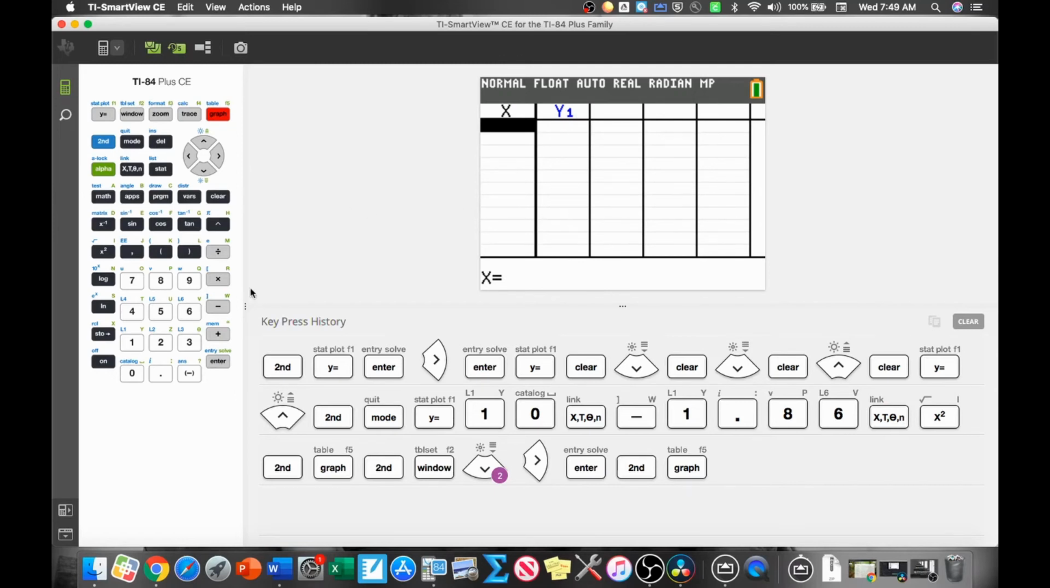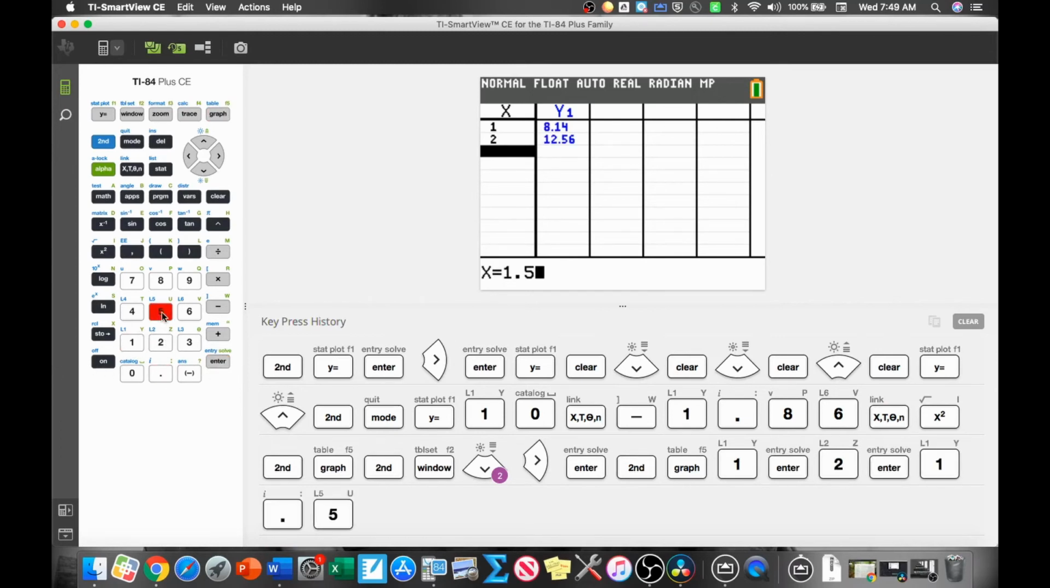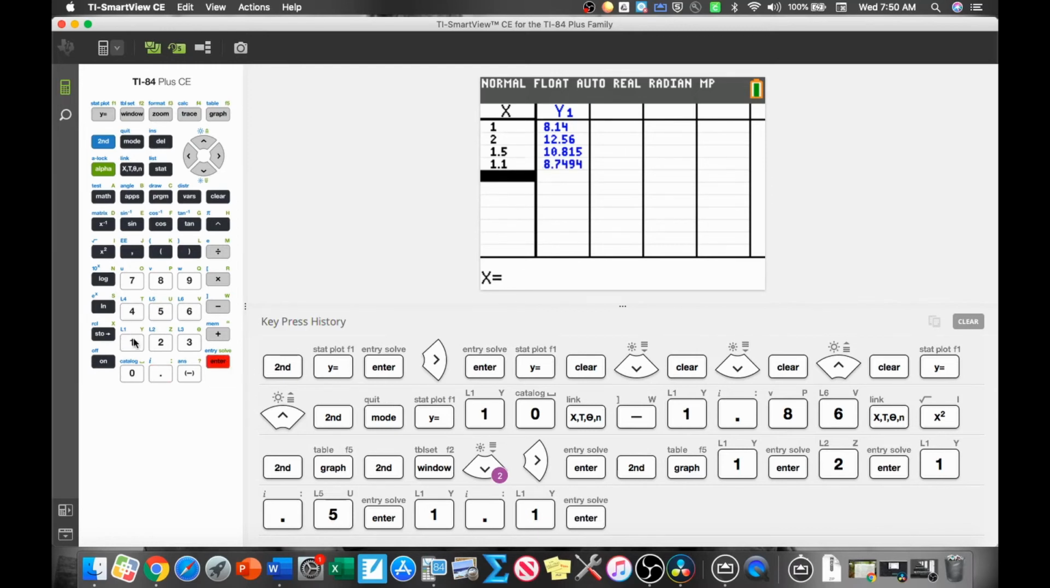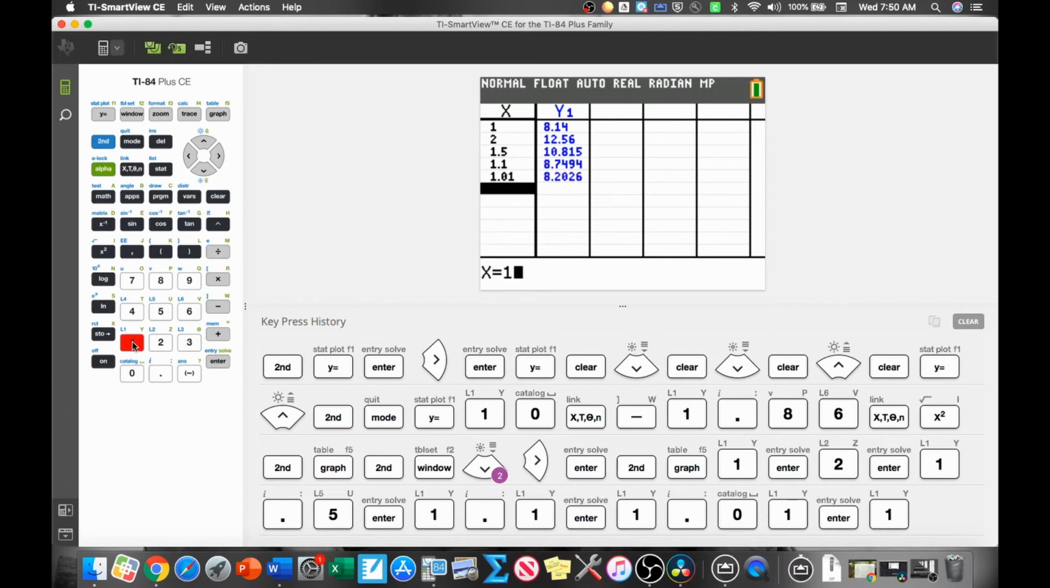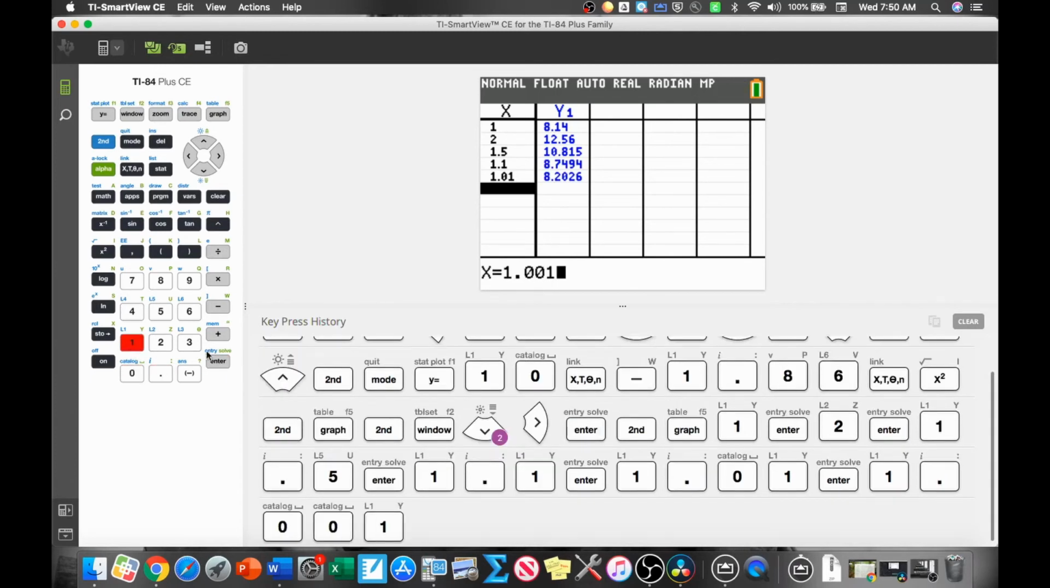So I'm going to go ahead and just type in my x values, which are 1, 2, 1.5, 1.1, 1.01, and 1.001. And now take a moment and copy those y1 values, those outputs, into your table on your paper.